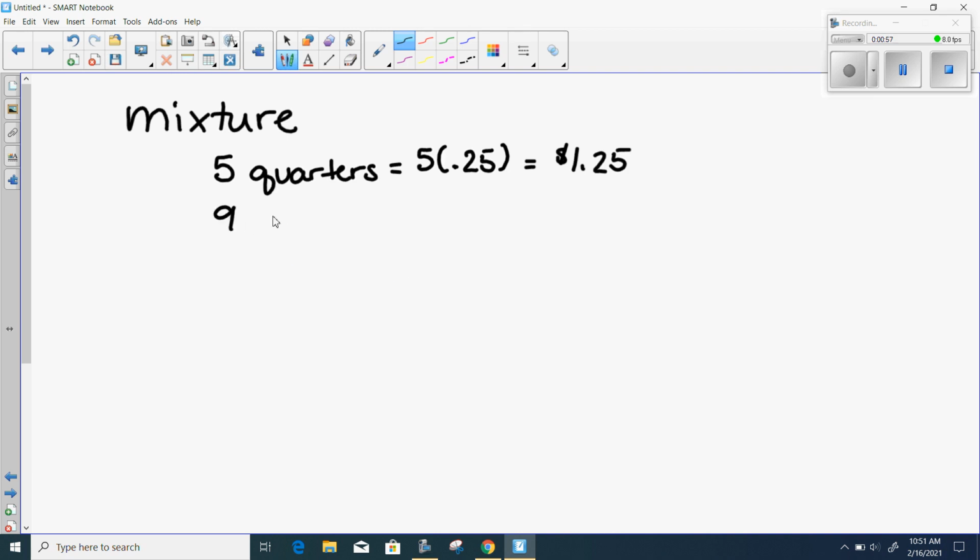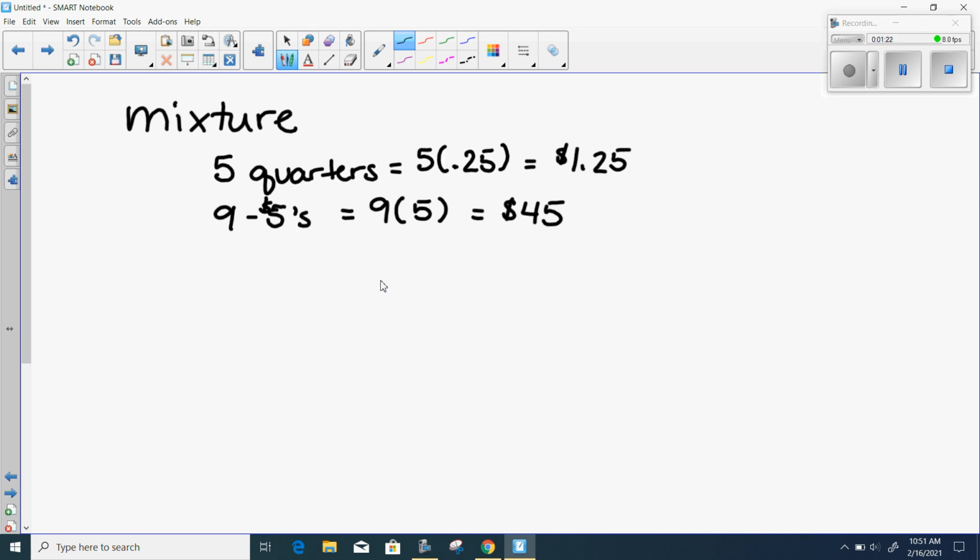Maybe I have 9 $5 bills. How much money do I have? Well, I have $45. Let's say, how did we get $45? We have 9 of them, and they're $5 each.